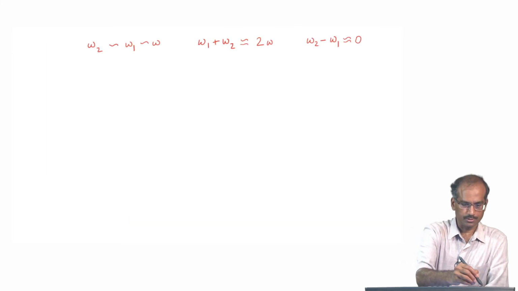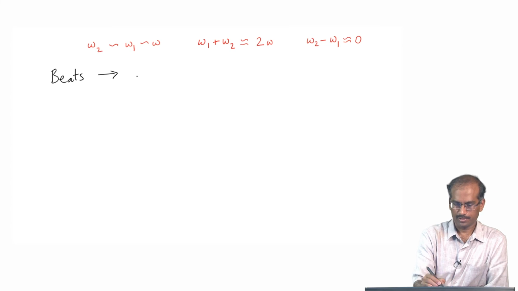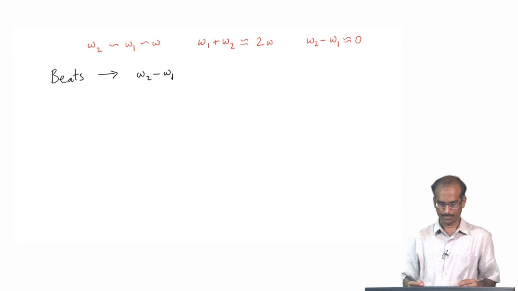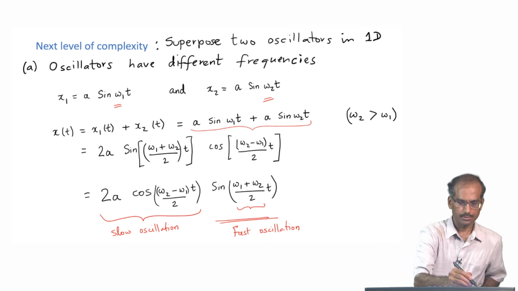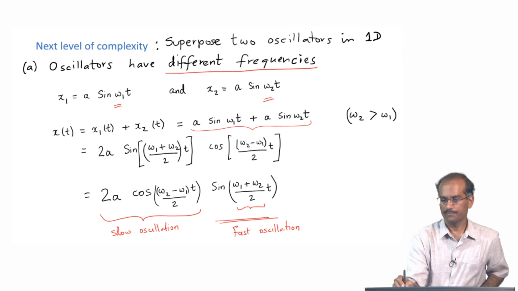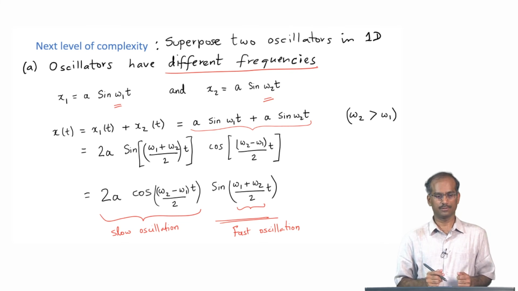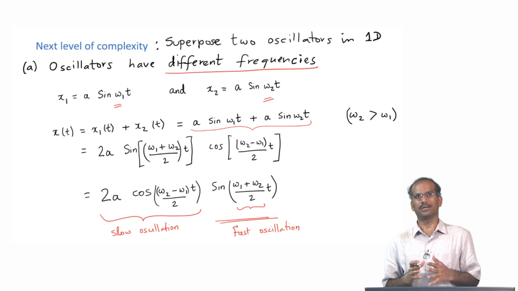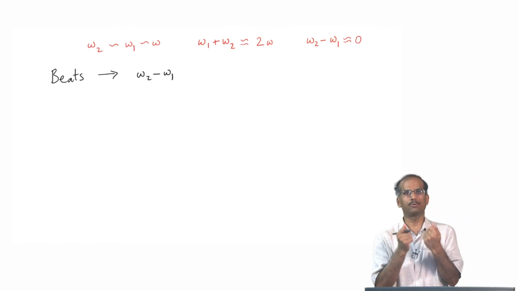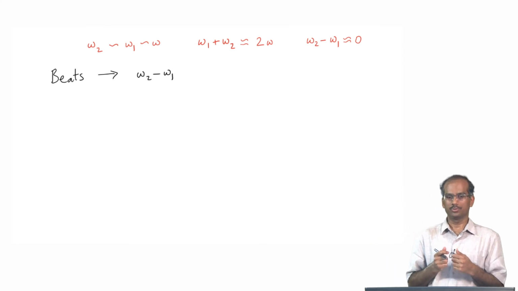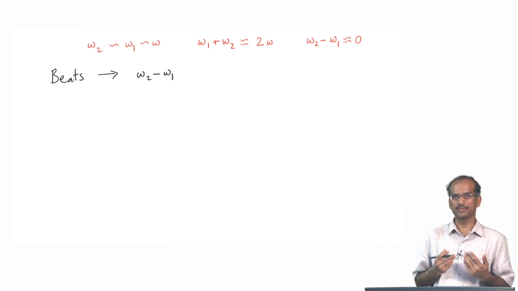In such a situation, you end up with a phenomenon of beats, and beats have a frequency which is equal to omega 2 minus omega 1. So, when you combine two oscillations which have different frequencies, especially if you go to a limiting case where the two frequencies are very close together, you can experience the phenomenon of beats.